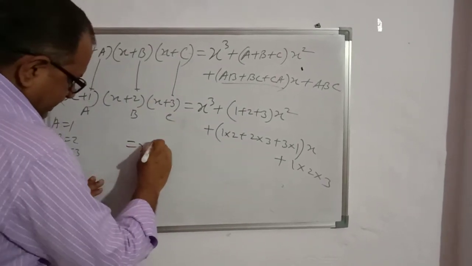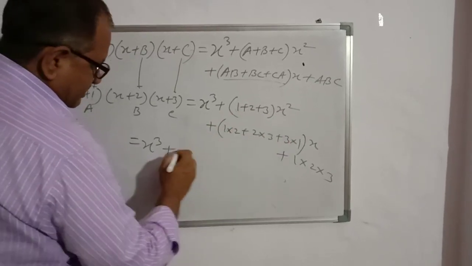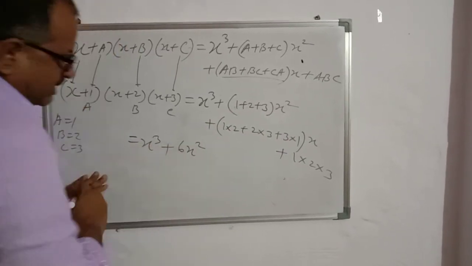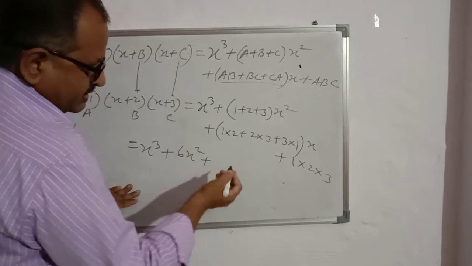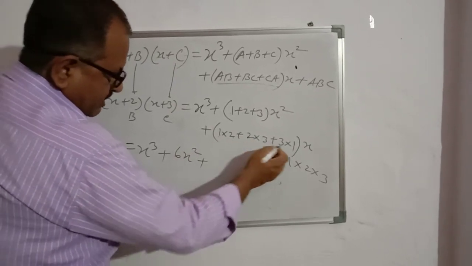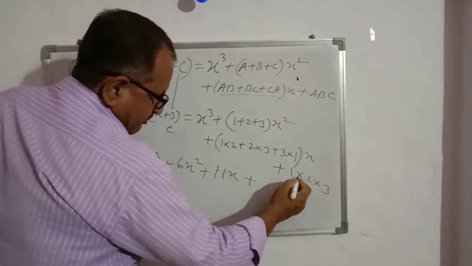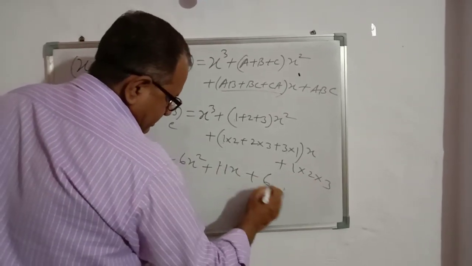Simplified: x cube, 3 plus 2, 5, plus 1, 6, so 6 into x square, it is 6x square. Plus 1 into 2, 2; 2 into 3, 6; 6 plus 2, 8; 8 plus 3, 11. It will be 11x. Then 1 into 2 into 3, 6. This is it.